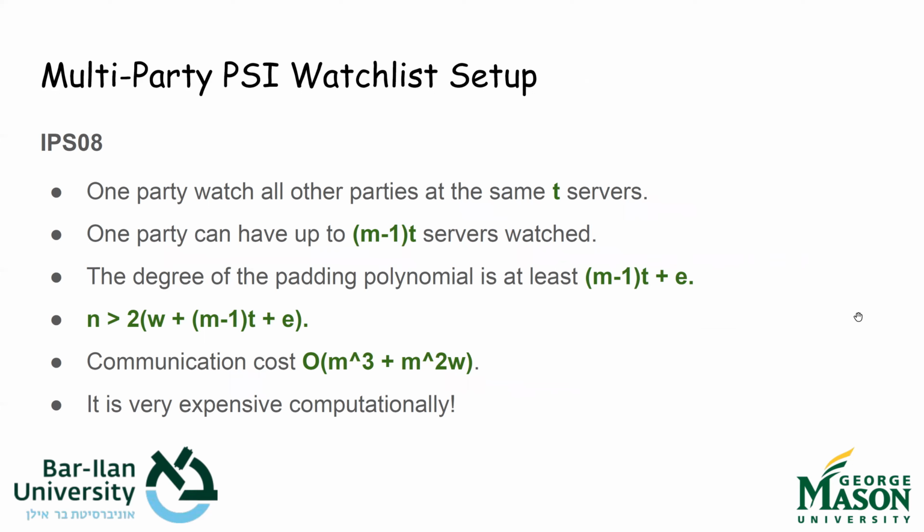Without our optimization, the watchlist setup will be very inefficient. As in the IPS compiler, each party will have T shares learned by one other party. Altogether, M-1 parties can each learn T shares. In order to preserve privacy, the input polynomial needs to have a degree of at least (M-1)T plus E. And the instantiation of the multi-party watchlist is very expensive.